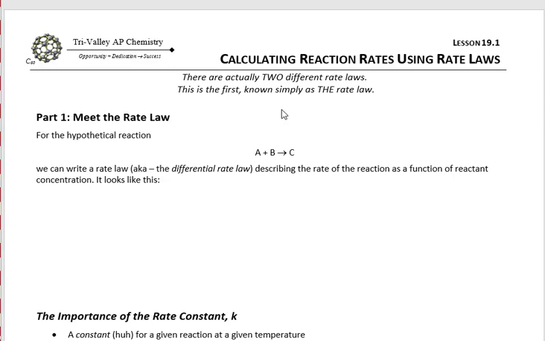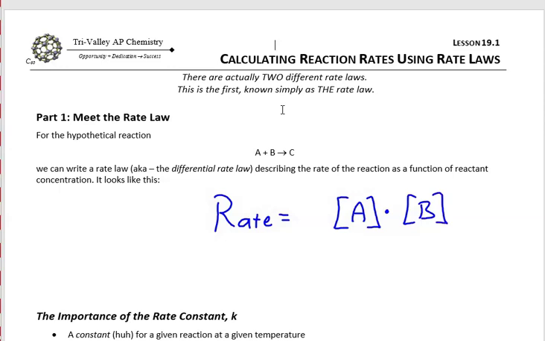And to look at the rate law for a generic reaction such as A plus B to C, it's going to look something like this. Your rate of your reaction is going to be equal to your concentrations of your reactants multiplied together. So we're including only A and B because they're reactants, not C. It's a product. The rate of your reaction doesn't depend on how much product you've made, only on how much reactants are still left. But there's some more to it.